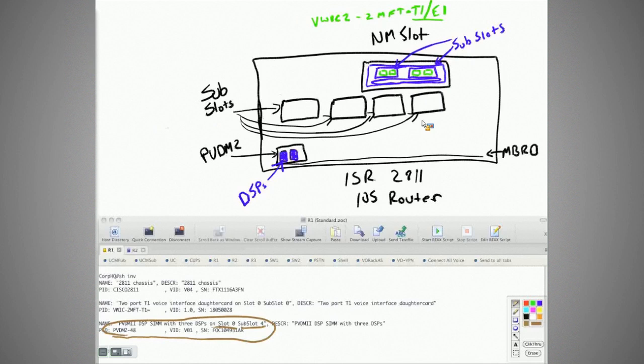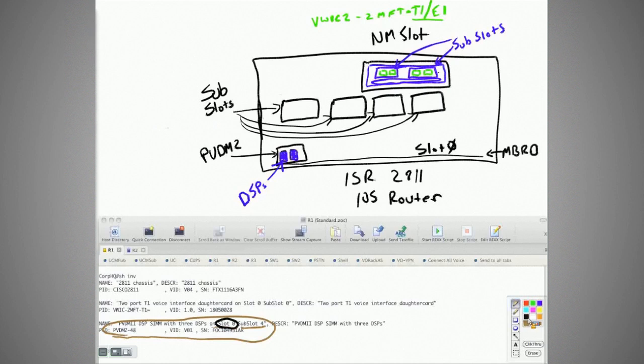Because we have the ability to have slots directly on the motherboard, and also subslots, and depending on the router type, if we have a 3845, we have the ability to have 4 of these network modules. We've got network modules, which are slots, and then individual cards within the network module, so those are subslots. The numbering convention of the router is that it reserves slot 0 for the motherboard. So the motherboard is essentially slot 0.